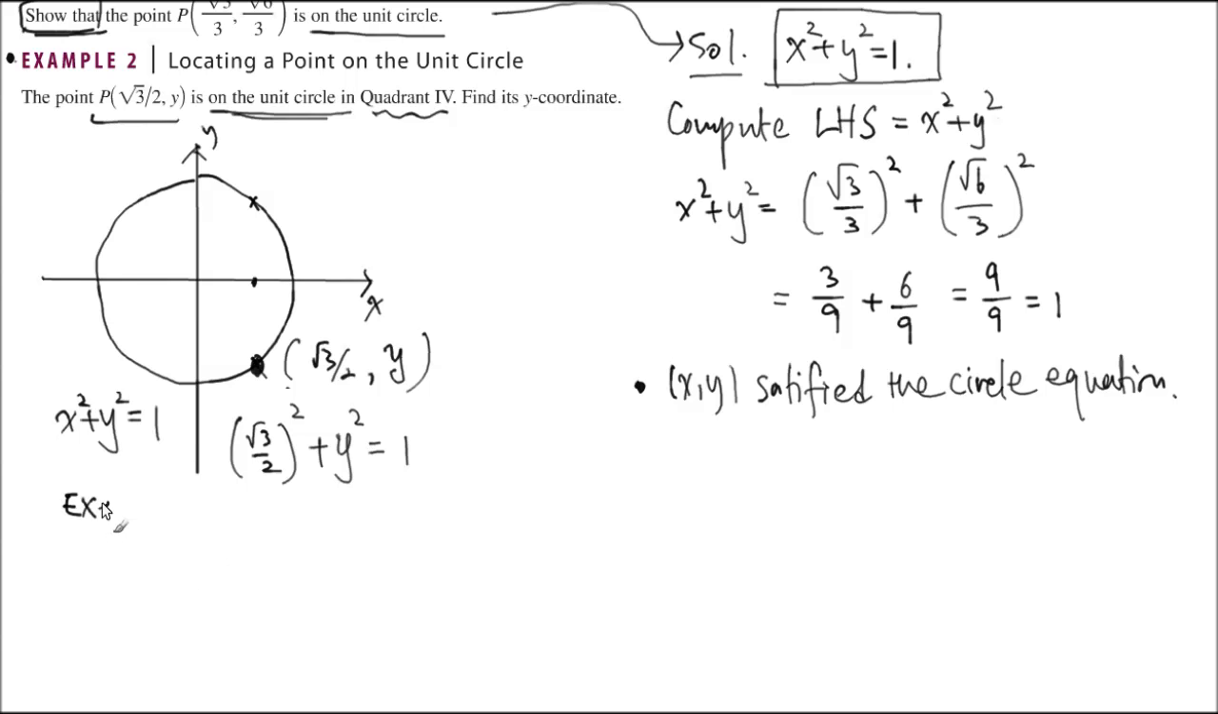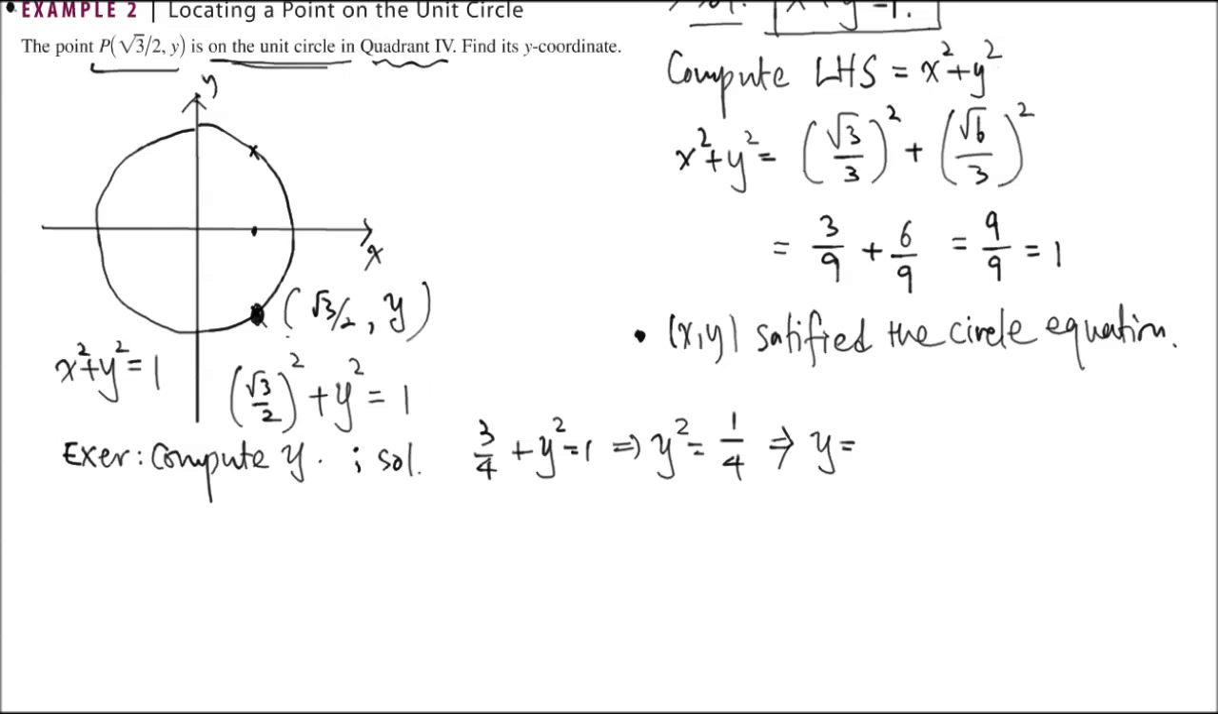Compute the y coordinate here. Well, you all got down to y squared equals 1/4, right? So what is y then? 1/2? But it's down there in the fourth quadrant, right? So you have to choose negative.